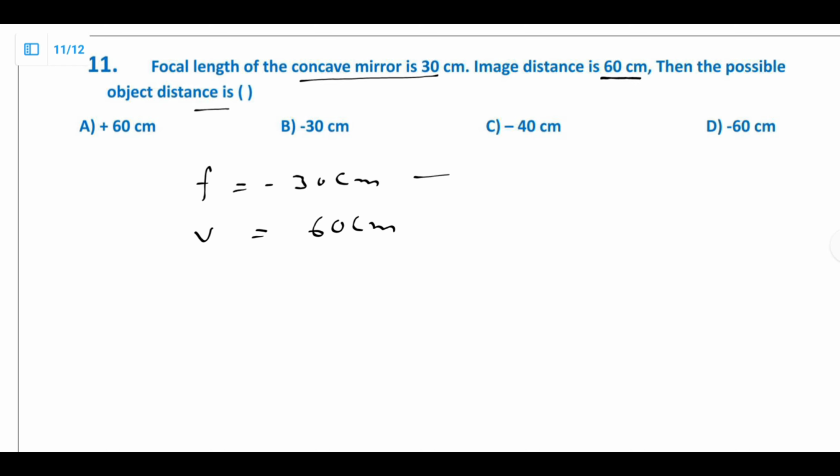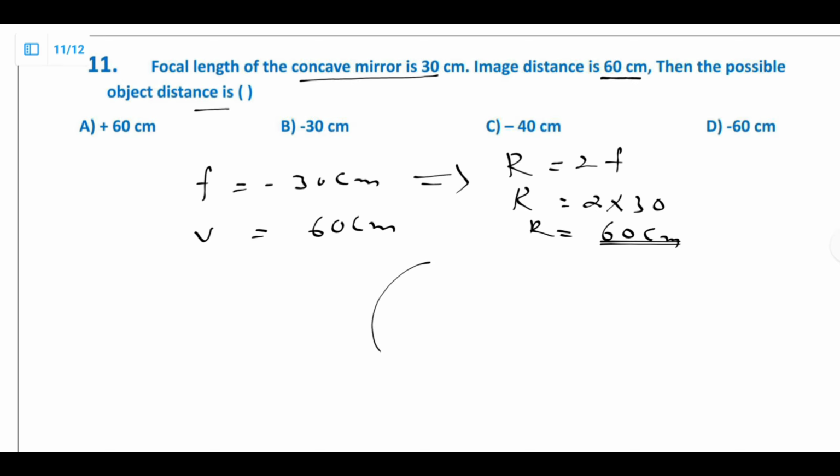f equals 30 means, what is the radius of curvature? R equals to 2f. So R equals to 2 into 30 equals to 60 centimeters. So radius of curvature equals to 60 centimeters. If you draw the diagram: pole, focus, center of curvature. Now P to C equals to 60 centimeters. The image is formed here.